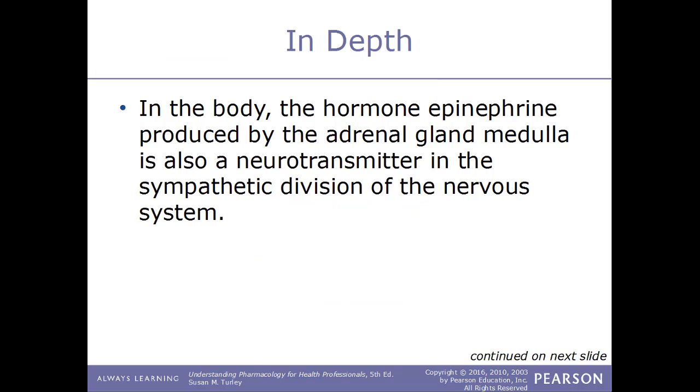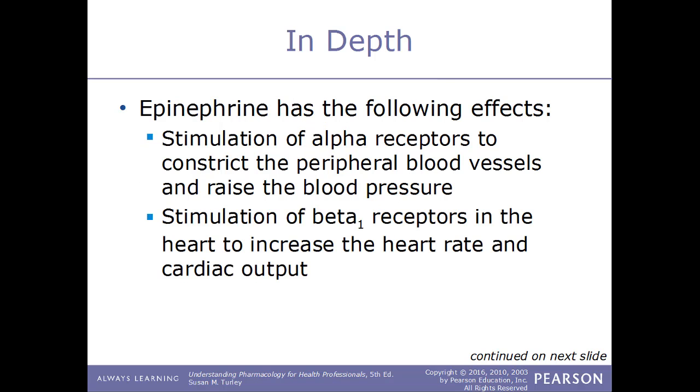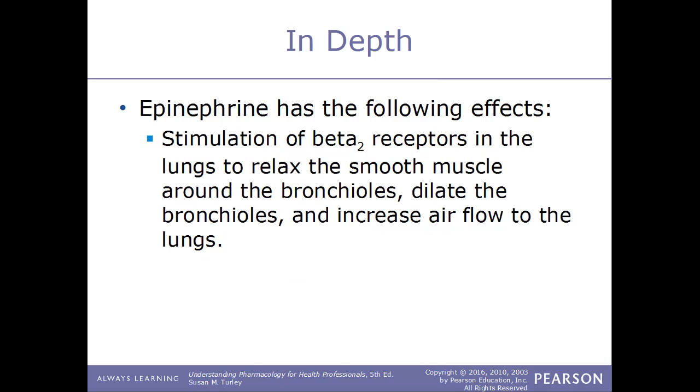All right, now we'll talk a little bit more in depth about epinephrine. In the body, epinephrine acts as a hormone and as a neurotransmitter. It is produced by the medulla region of the adrenal gland, and is also a neurotransmitter of the sympathetic nervous system. Now, epinephrine has the following effects: the stimulation of alpha receptors to constrict the peripheral blood vessels and to raise blood pressure. It also stimulates the beta-1 receptors in the heart to increase the heart rate and cardiac output. It also stimulates beta-2 receptors in the lung to relax the smooth muscle around bronchioles, which will dilate the bronchioles and increase airflow to the lungs.